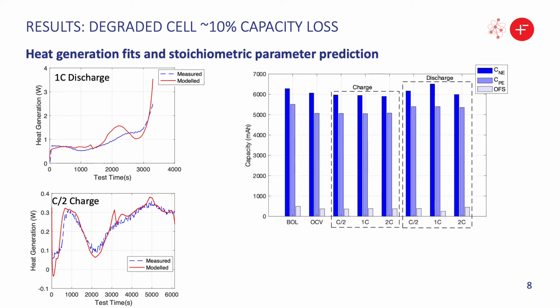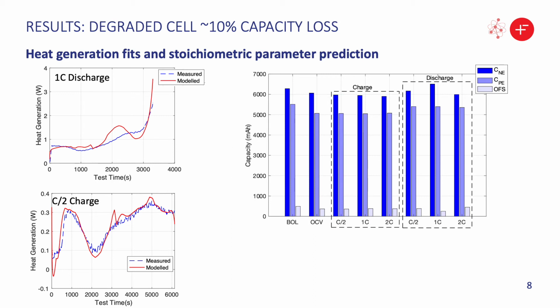The parameters predicted for the degraded cells are shown in the bar plot. On the very left we have the beginning of life parameters, and immediately to the right of this are the parameters predicted by the OCV method for the degraded cell. First, for the 3 charging datasets, we see that all parameters are well predicted for all of the C-rate cases.